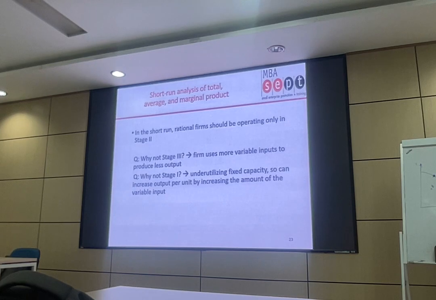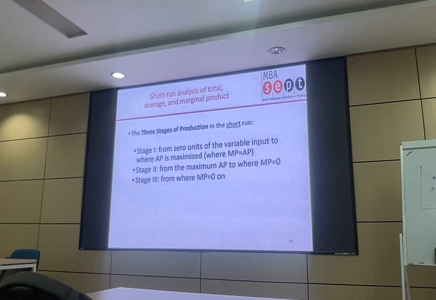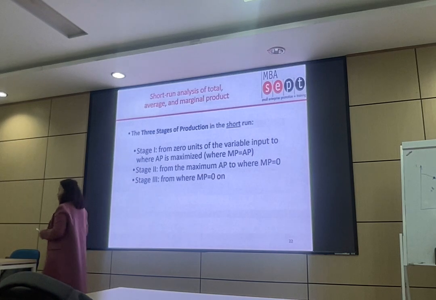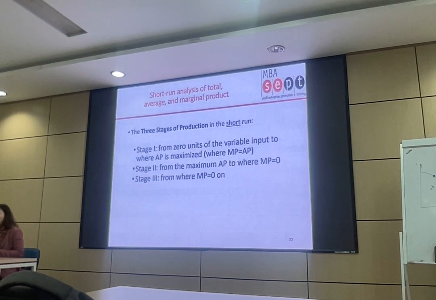Now, in the short run, rational firms should be operating only in stage 2. So why not stage 3 and why not stage 1? Stage 2 is from maximum average product to where marginal product equals 0. We have rational people and we have a rational firm, so a rational firm should be operating in stage 2. So why not stage 1 and why not stage 3?